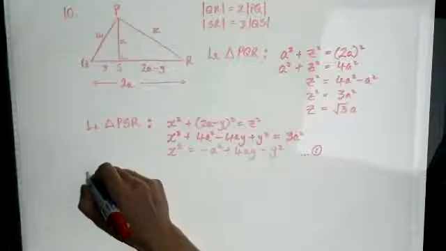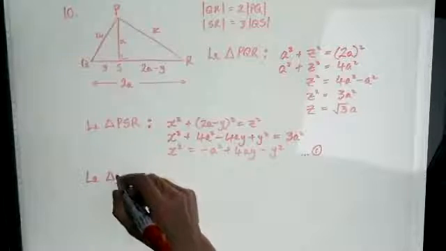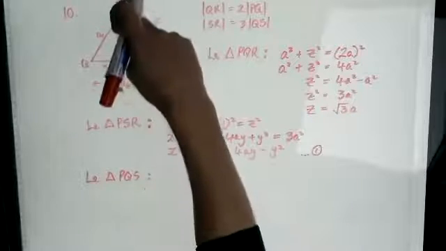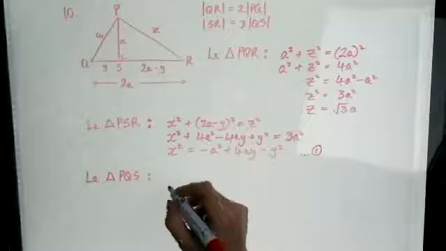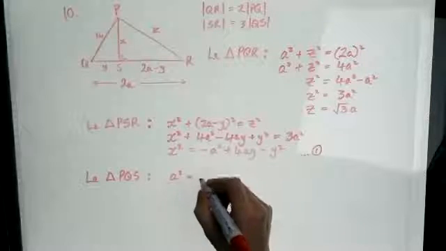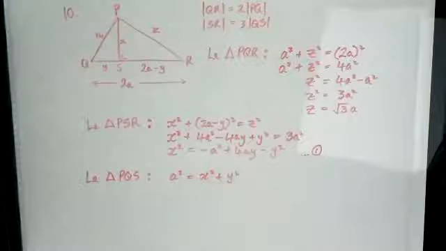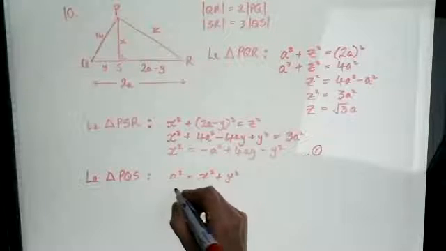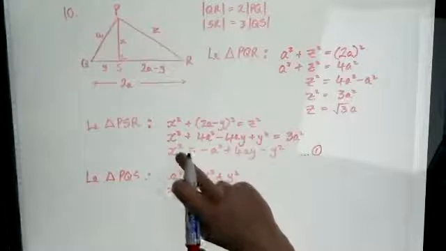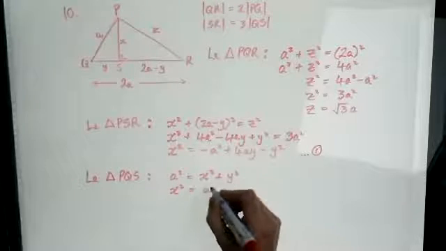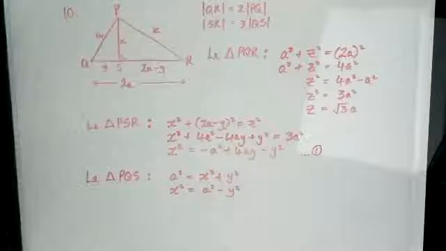Now let's see triangle PQS. By the Pythagoras theorem, A squared equals X squared plus Y squared. So X squared equals A squared minus Y squared, in terms of X and Y.